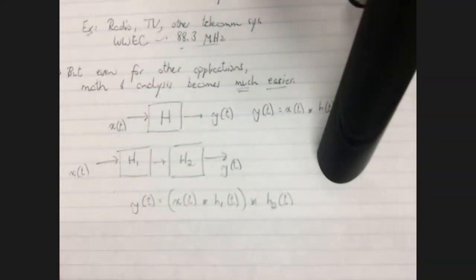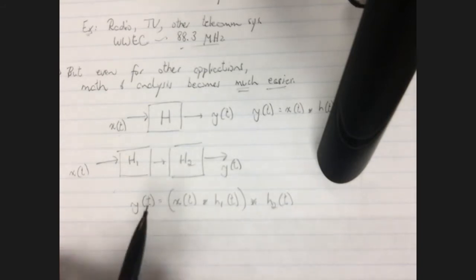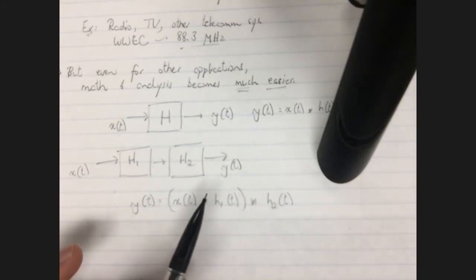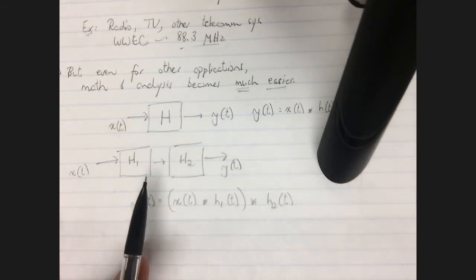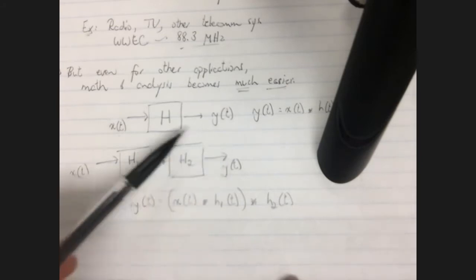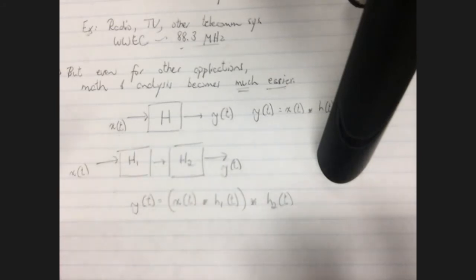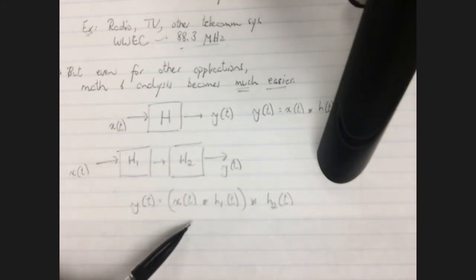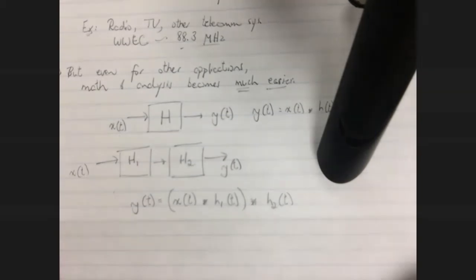And this thing, convolution with h2. And you might guess that if we add a third one, we're going to have to convolve again. So basically, for any system that involves a bunch of different subsystems, and that's going to be a lot of them, the math gets very messy very fast if you're dealing with time. With frequency, it's going to be so much better.